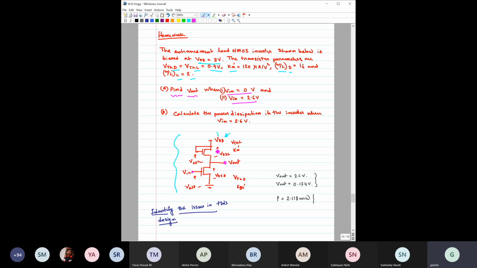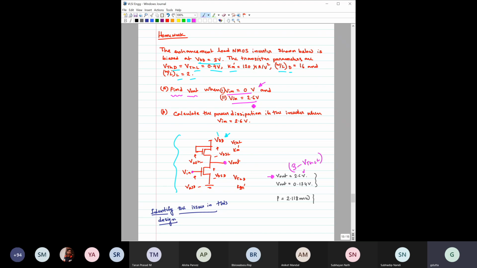In some cases you do not need the equation, like for the first one. You can directly say the V out would be equal to one threshold voltage below VDD. So it is 3 volt minus the VTHL, that would be equal to 2.6 volt. So the V out you can easily find.